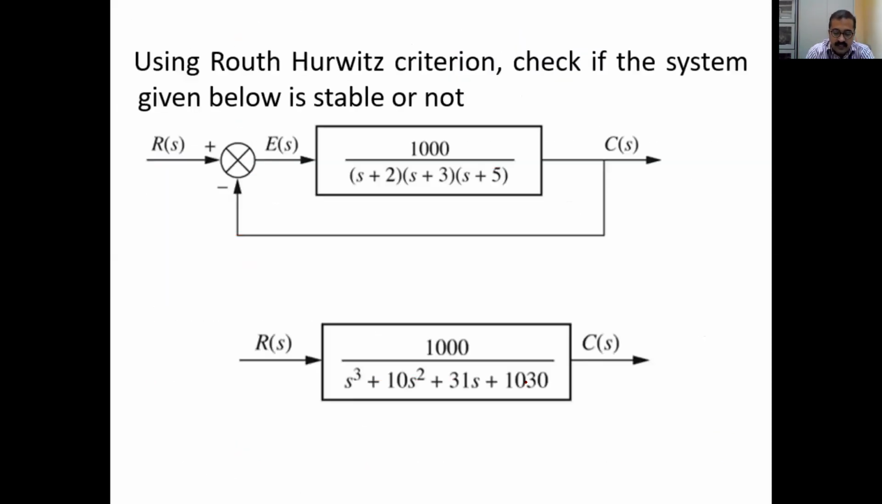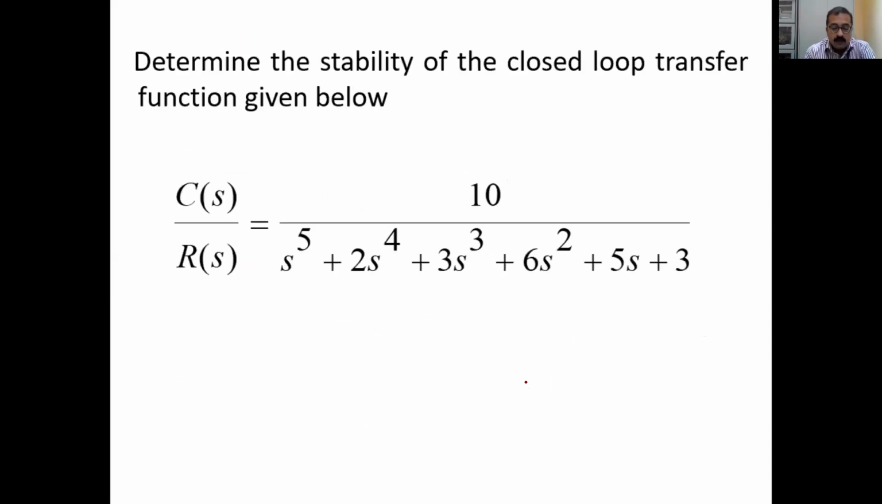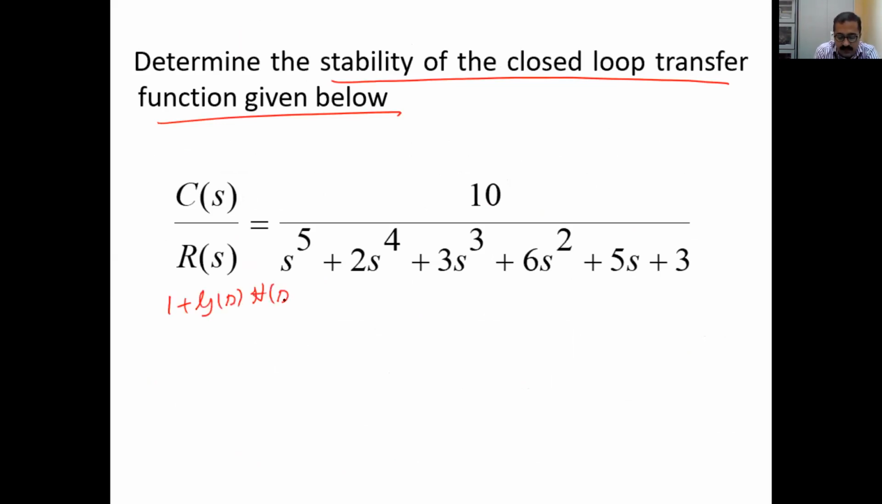Okay, and we have taken up one example as well, right? So this example we discussed, and we found that the closed loop system is unstable. Moving on, another numerical example. Determine the stability of the closed loop transfer function given below. This is the closed loop transfer function. So what's the characteristic equation? 1 plus G(s)H(s) equal to 0. That will be s raised to 5 plus 2s raised to 4 plus 3s cube plus 6s square plus 5s plus 3 equal to 0.